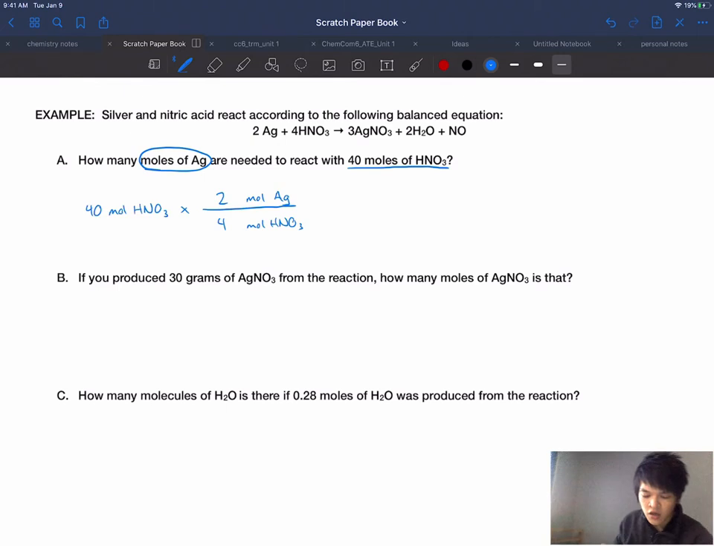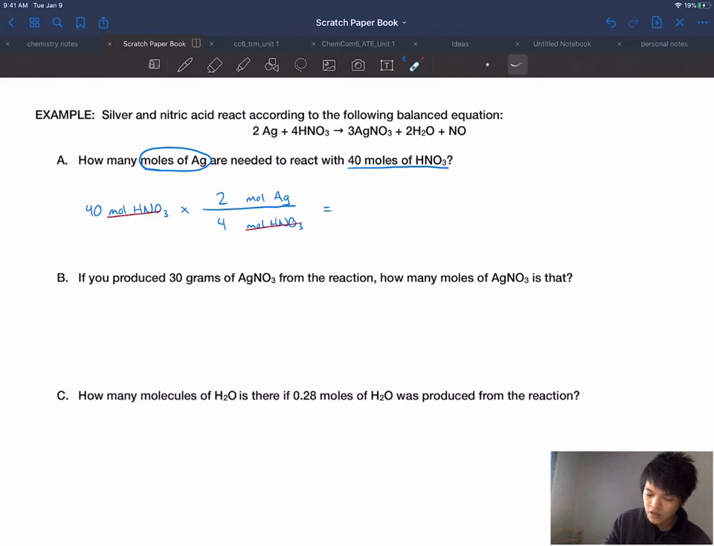The unit that cancels out here is moles of nitric acid and moles of nitric acid. The unit that we're left with is moles of silver, and that's what we want, don't we? So that means we can stop. We'll write an equal sign. Now what we're supposed to do here is take 40, multiply it by 2, and divide it by 4. So in the calculator, that's what I'm going to do. 40 multiplied by 2, divide by 4, and what we should get is, I don't know if you can see this, but I've got 20.